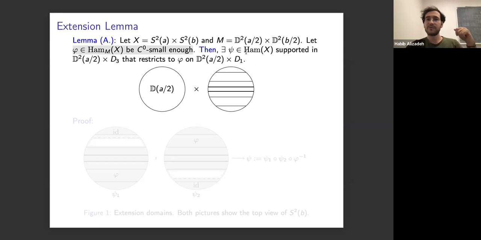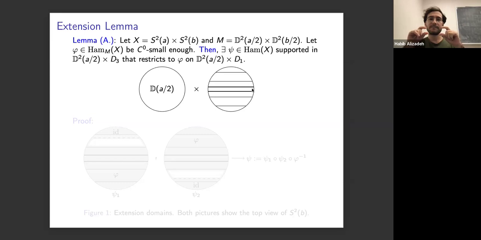Then there is a Hamiltonian diffeomorphism psi supported in disk times D3. So on the right hand side, you see a very thin strip that is D1, and you see this bigger one which contains the bold strip that is D2, and there is an even bigger one that is D3. So you have three nested strips. The statement is that there is a Hamiltonian diffeomorphism supported in this bigger strip, which restricts to the given Hamiltonian phi on the smaller one. So basically it extends phi on this very thin strip.